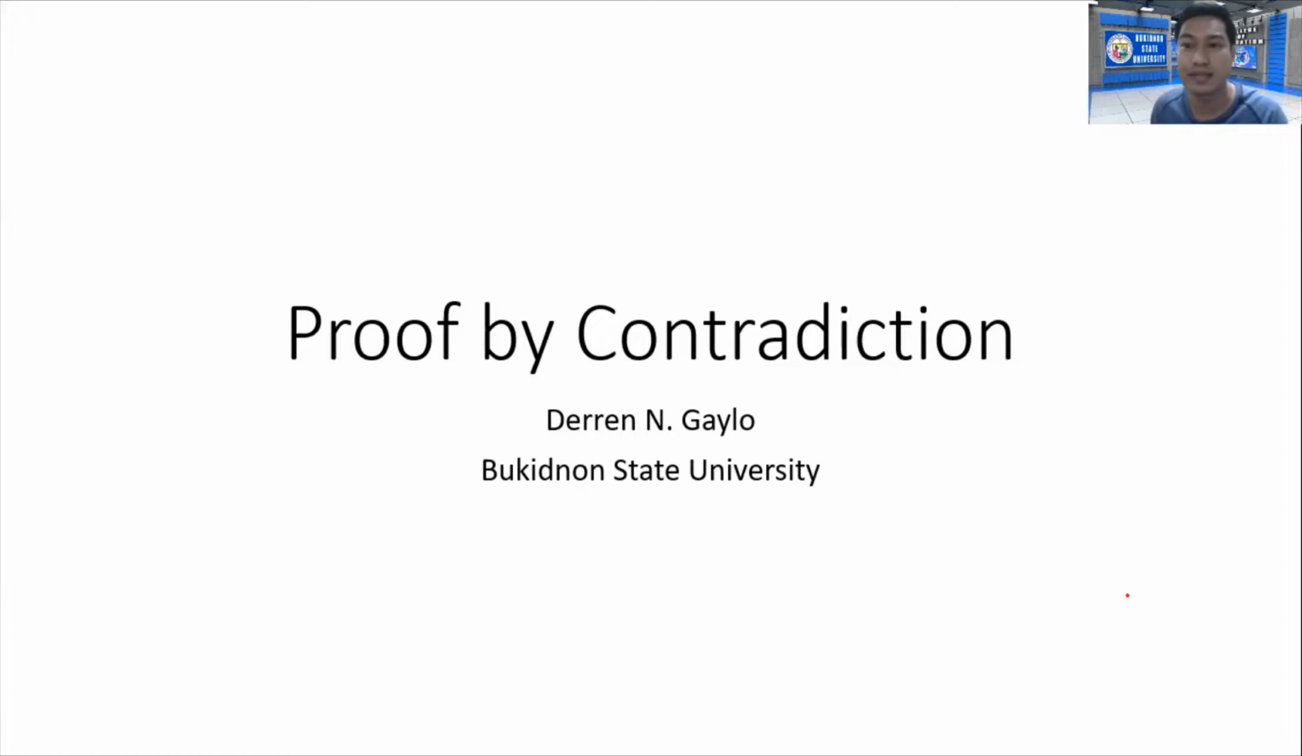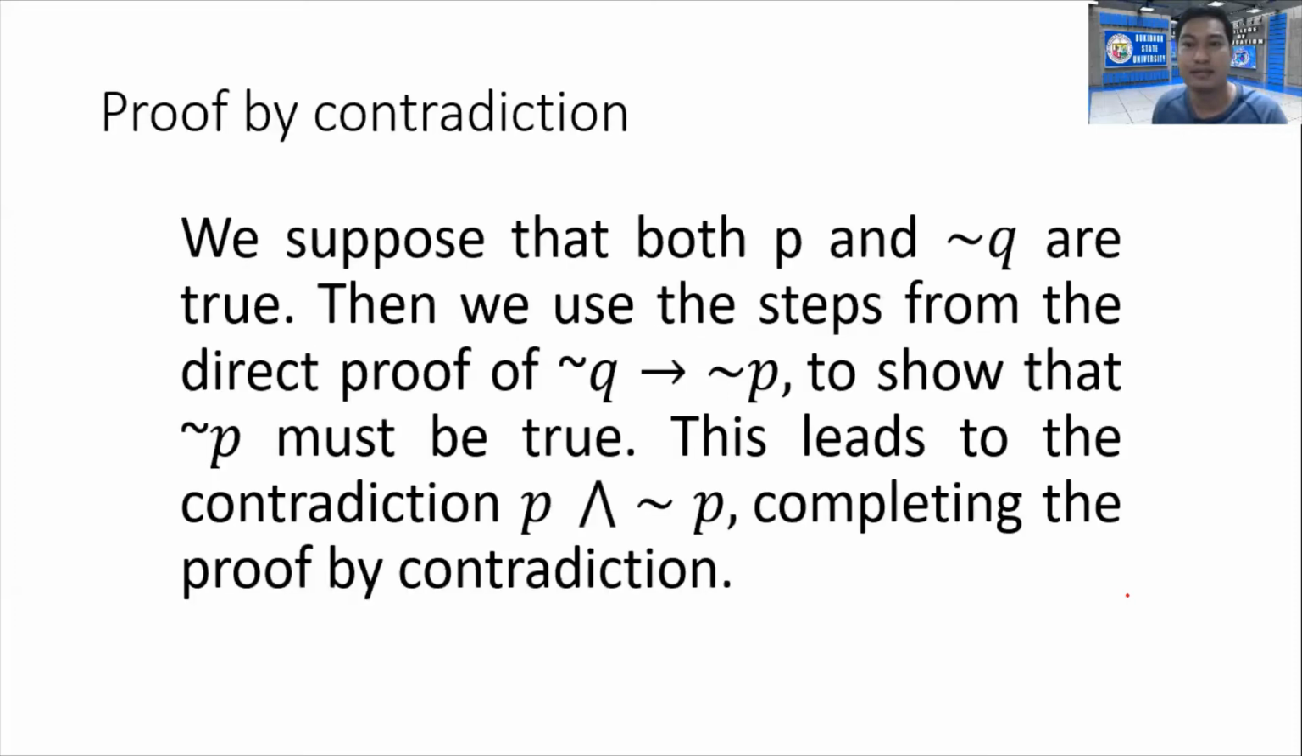So as we all know, it's an indirect way of dealing with proofs, and based on its description, the first thing that we need to do is suppose that both P and the negation of Q are true. Then we use the steps from the direct proof of if negation of Q, then negation of P, to show that the negation of P must be true. This will lead to the contradiction P and negation of P, completing the proof by contradiction.